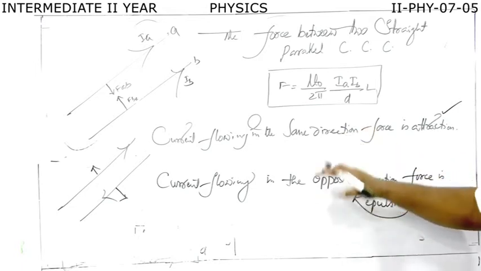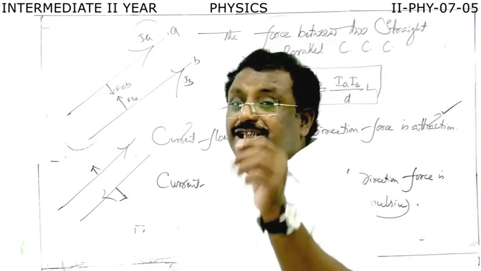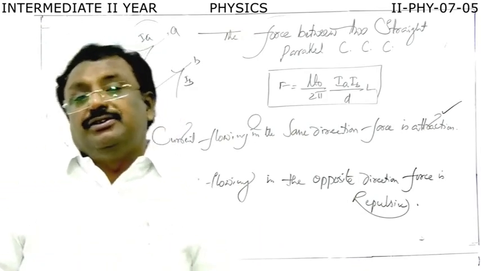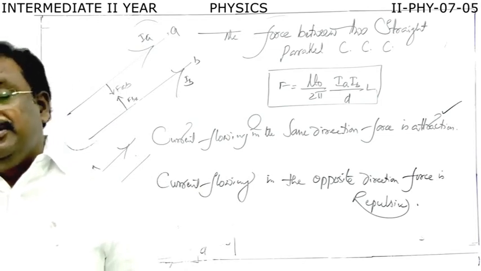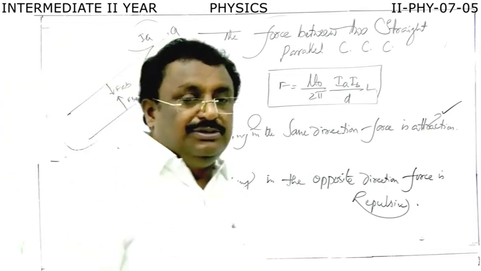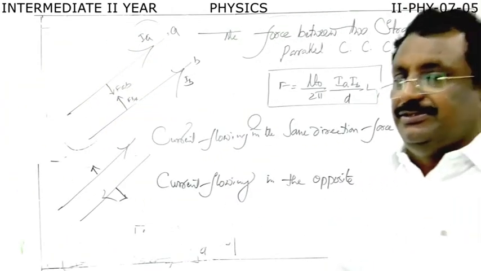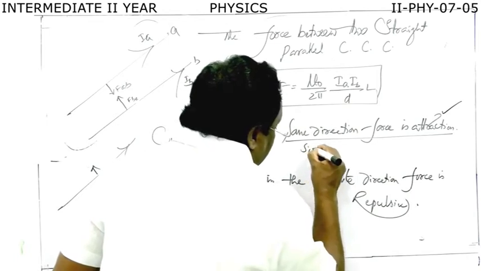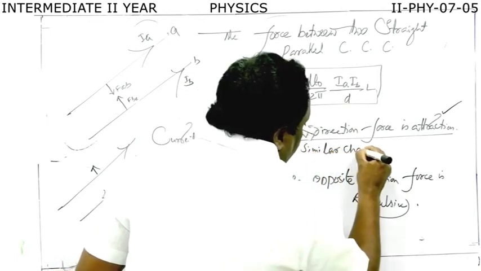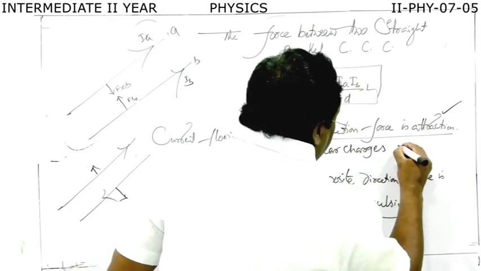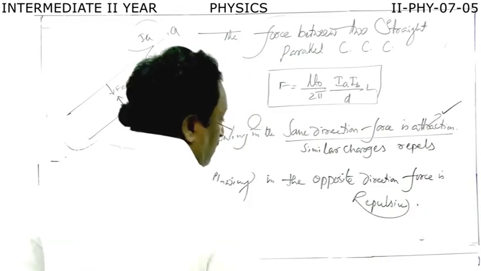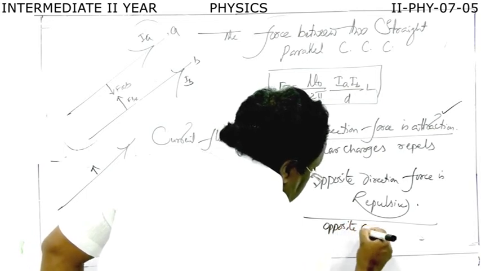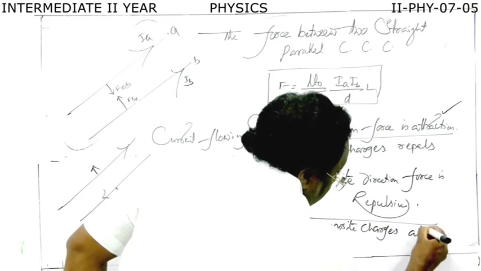If you compare these two statements with the love and hate theory in electrostatics, which you studied in Coulomb's inverse square law: according to the love and hate theory, similar charges repel and opposite charges attract.